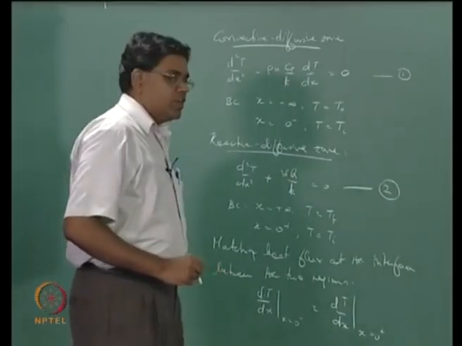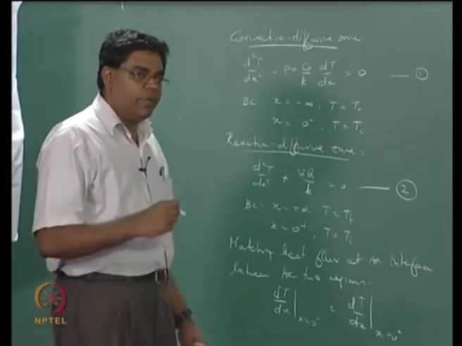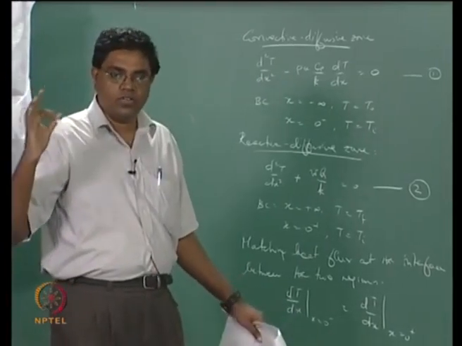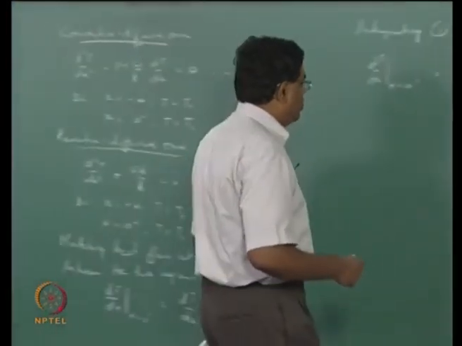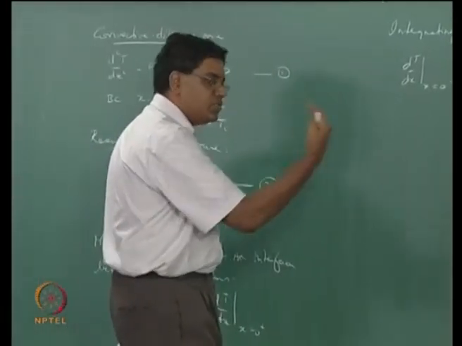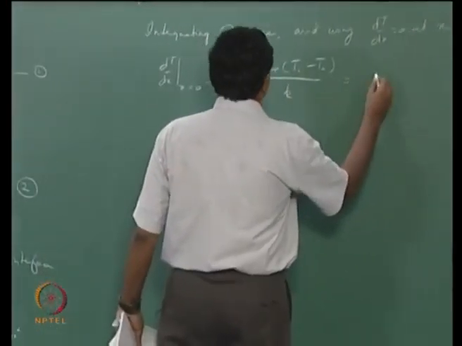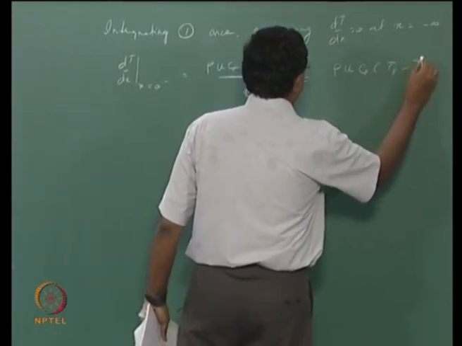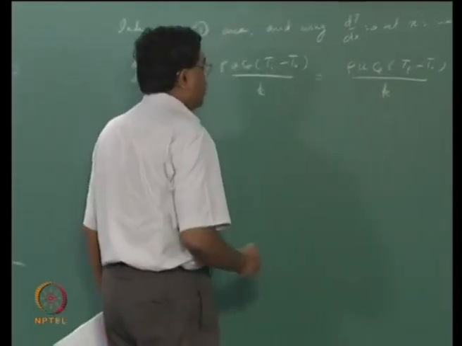There are a couple of tricks about this. We will talk about them. In both the cases we try to replace this temperature by a known temperature without incurring too much error. So the bottom line is without incurring too much error. So what we are going to do, looking from the preheat zone towards the reaction zone at the interface between these two zones, is to say that this is approximately equal to rho u Cp (Tf minus T naught) divided by K. Why would you do this?